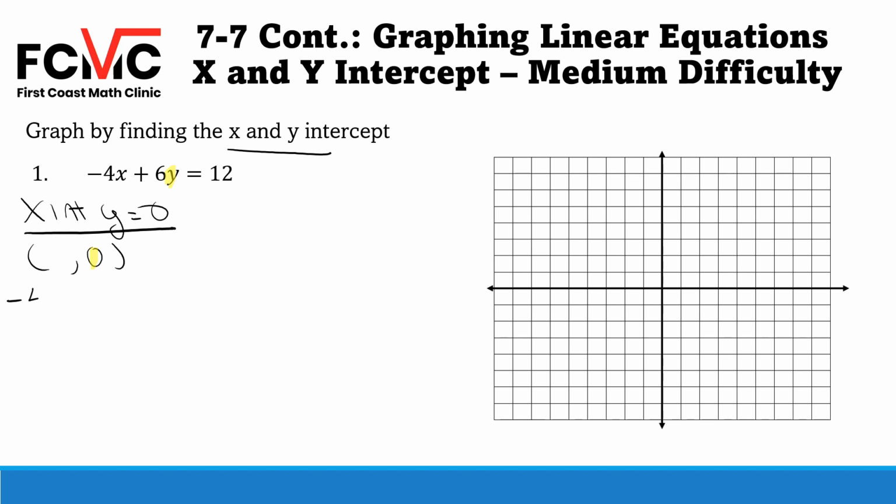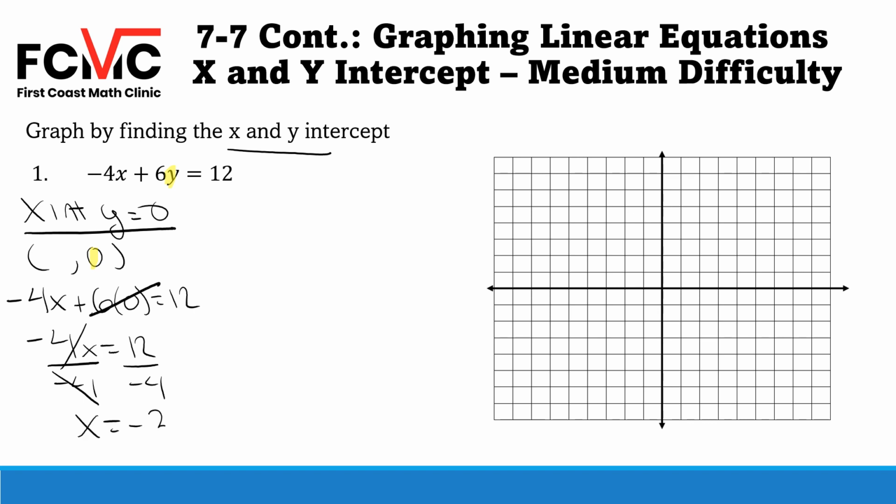So we'll have negative 4x plus 6 times 0 equals 12. 6 times 0 is 0, so we can get rid of that. We've got negative 4x equals 12, divide by negative 4 and negative 4. Negative 4 and negative 4 divide out to 1, and we're left with negative 3. So that's our x coordinate, so we get negative 3, 0.